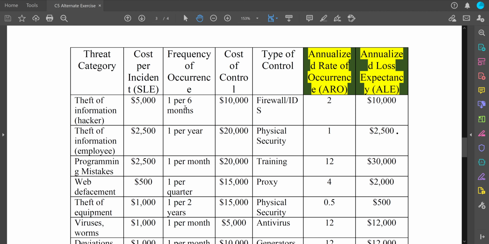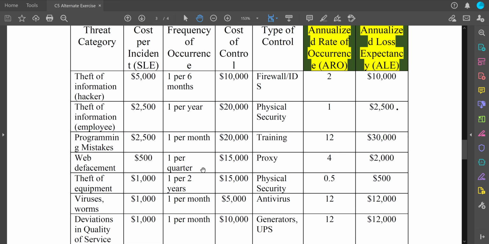For 12 months, that equals 12 months. Or let's do once, because this one could be a bit tricky. Theft of equipment, right? This happens once every 2 years, which means you would divide 1 by 2 and you get 0.5, which means the ARO would be 0.5. That's a bit tricky to explain, but the easy way to say it is just divide 1 by 2 and you'll get 0.5, right?